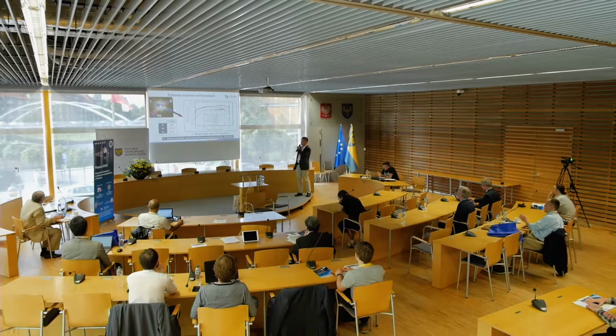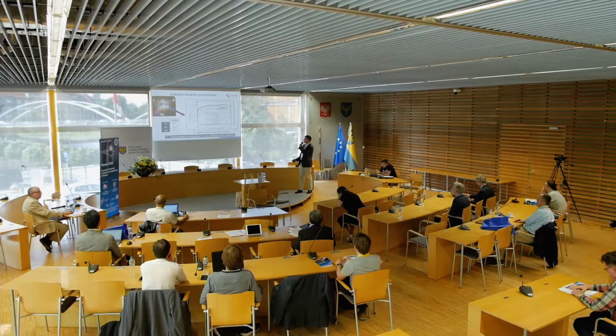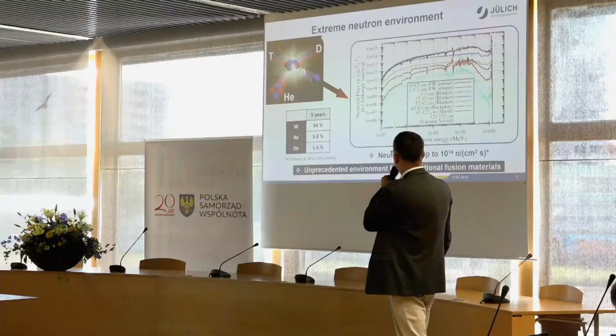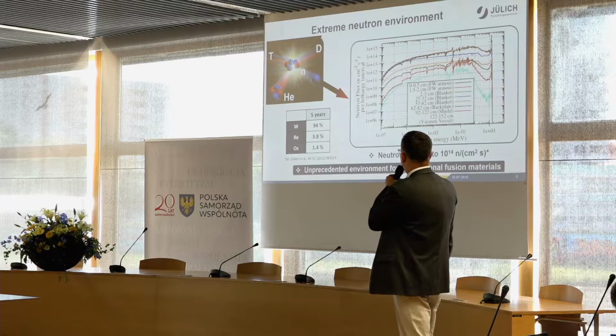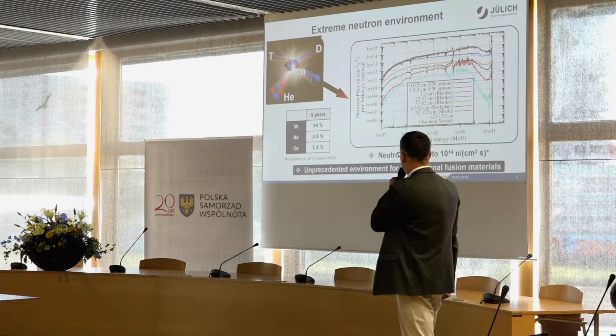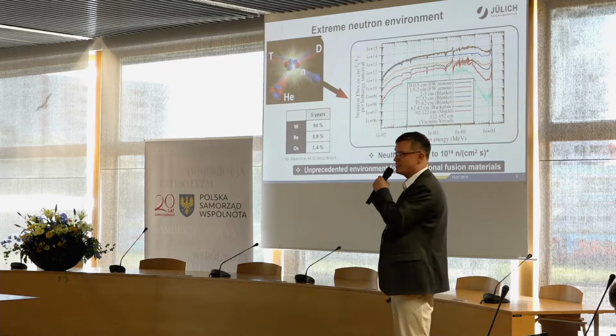Here we can see the fluxes of neutrons as a function of energy at different locations of the projected power plant, and from this graph we can see that on the first wall armor we can expect a neutron flux of up to 10^14 neutrons per square centimeter per second, which is a huge amount if we calculate a 2-hour pulse.